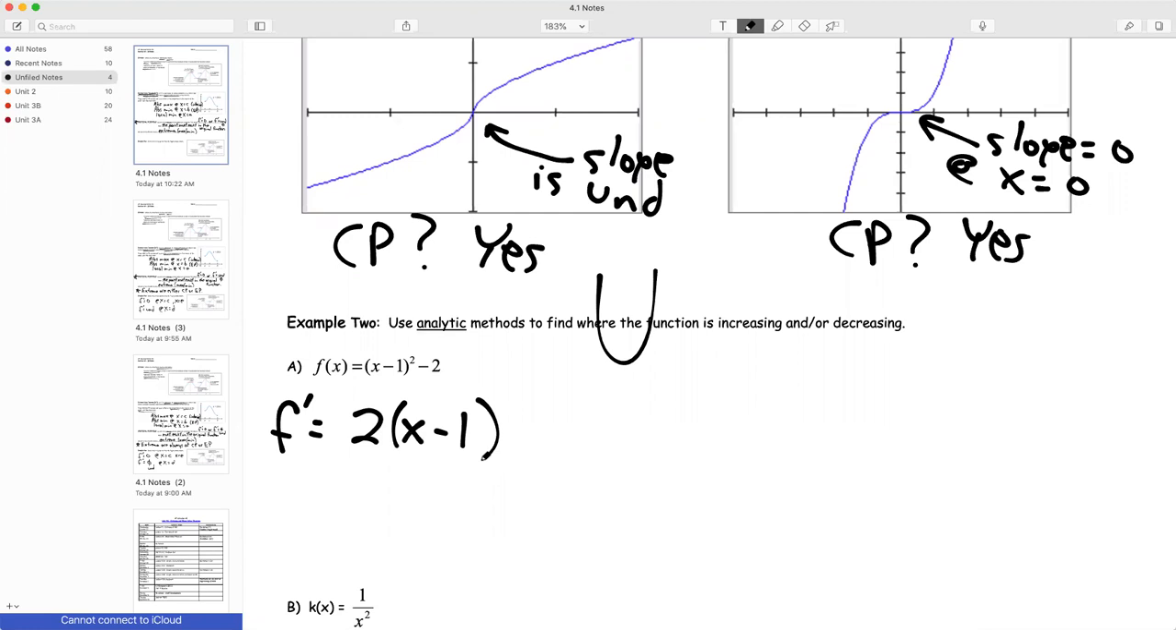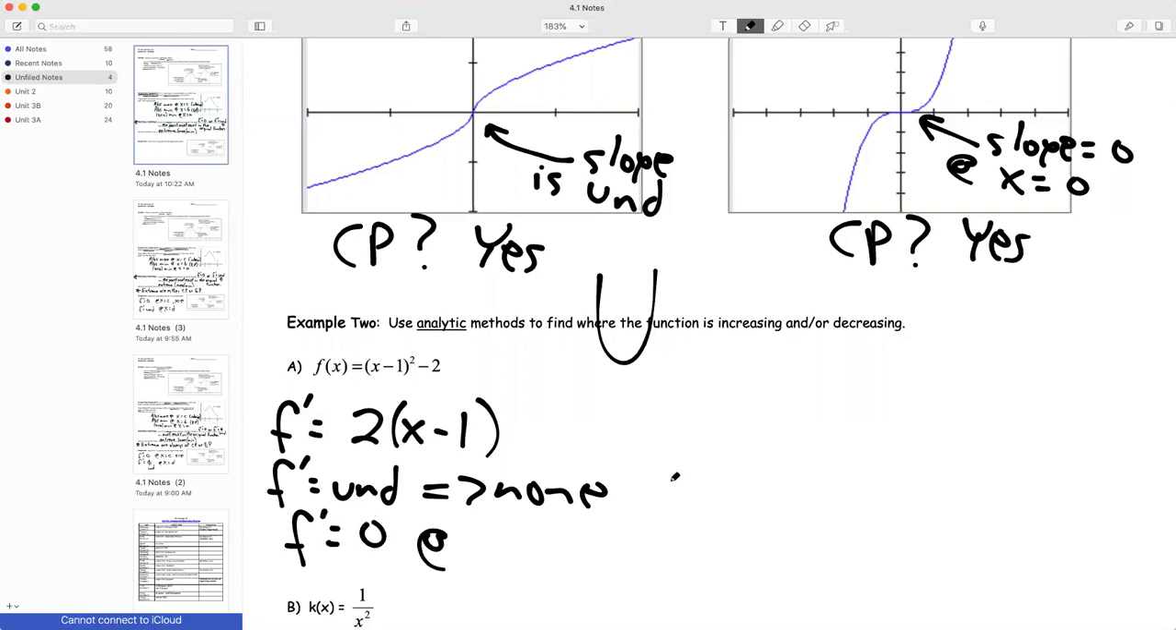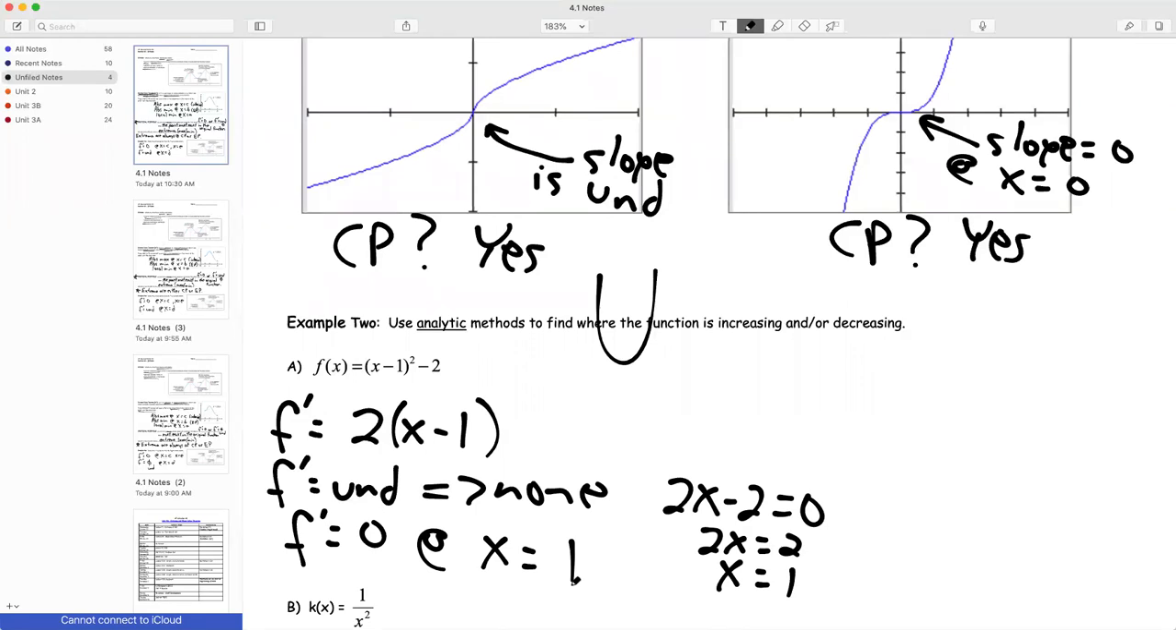So looking at this, I have 2 times x minus 1. The derivative is not undefined because if I look at 2 times x minus 1, there are no holes or asymptotes in that. So it is not undefined. It is equal to 0, however. And so if I take 2x minus 2 and set it equal to 0, I get 2x is equal to 2, therefore x is equal to 1. So my derivative is going to be 0 at x is equal to 1, which is the vertex of the parabola.